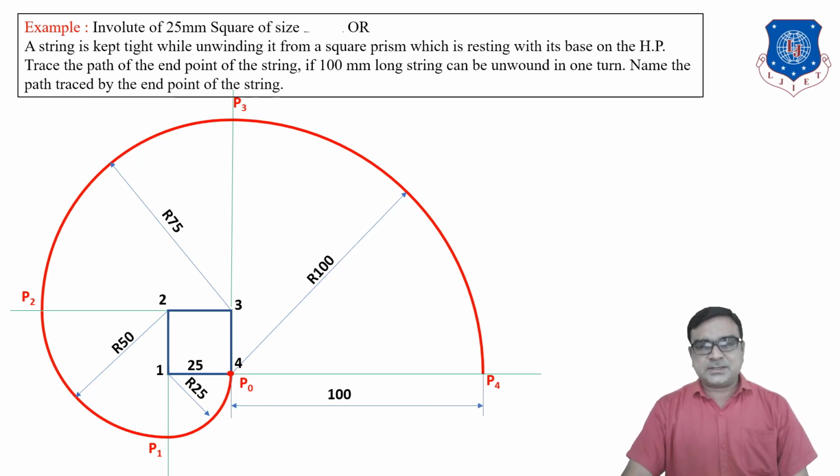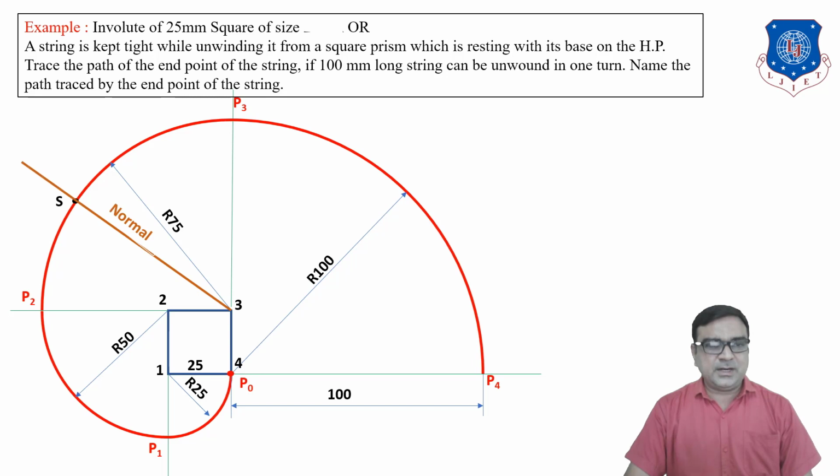Unwound string is 100 mm long. Now how to draw normal and tangent in any polygon? Select a point S on the involute, then join S to 3, because this arc is drawn with the use of radius 75 and center 3. So that's why we have to join S to 3.